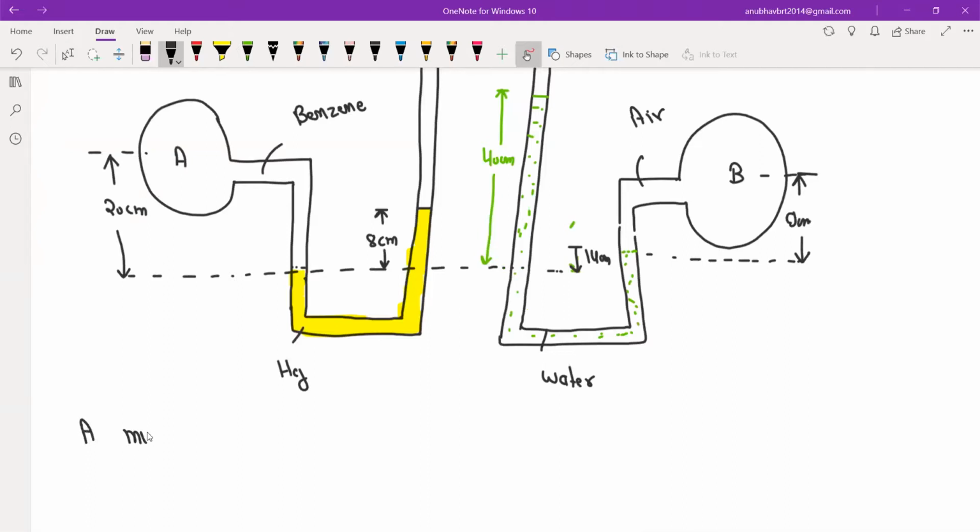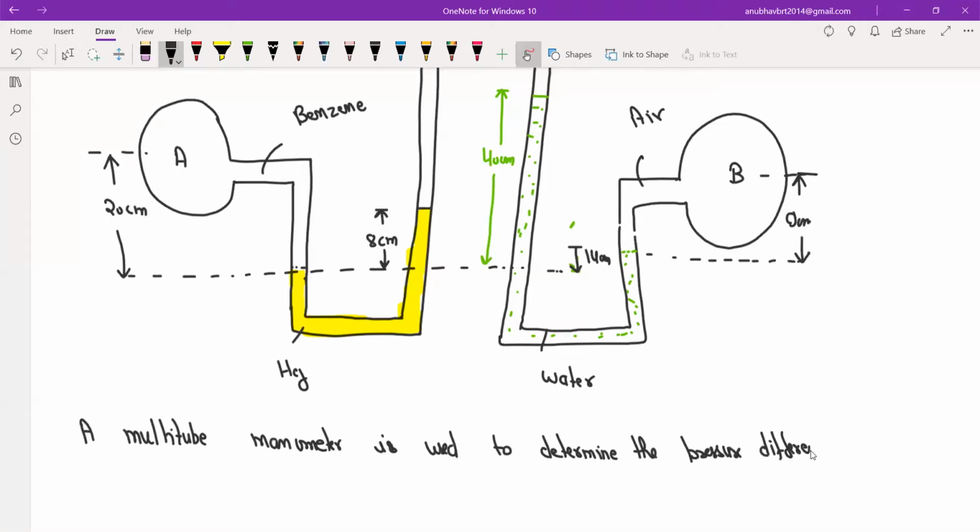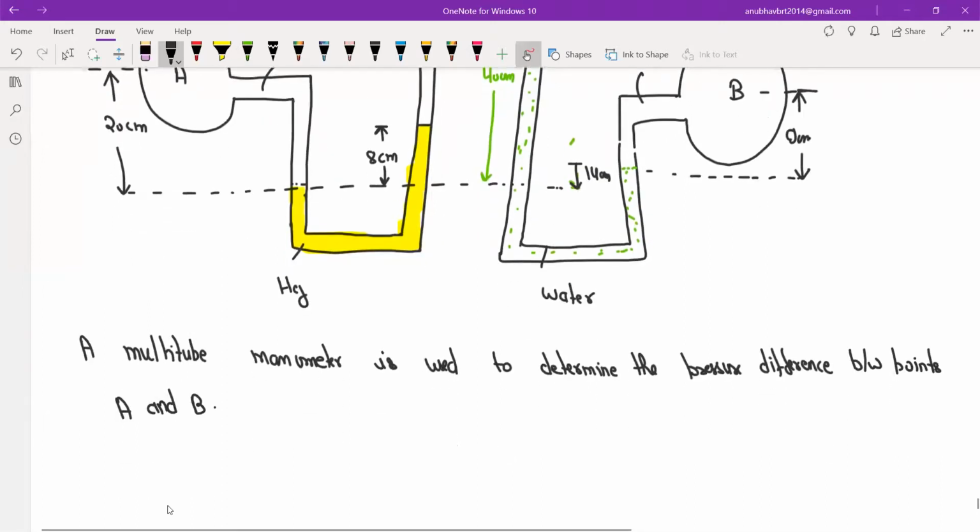Write down: a multi-tube manometer is used to determine the pressure difference. A very nice question. This question is on your demand. Sir, we need one more question for multi-flow meter. Pressure difference between points A and B. You need to calculate PA minus PB.